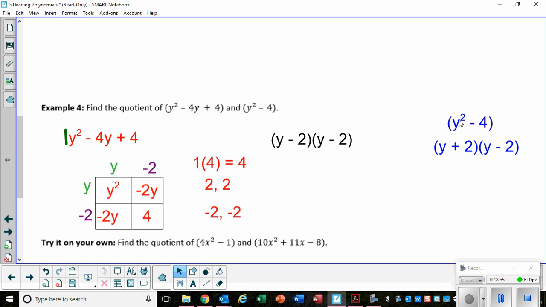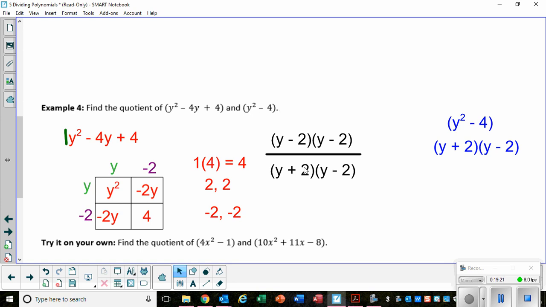Square root of y squared is y, so I put that in the front. Square root of 4 is 2, so I put it in the back. One gets a plus, one gets a negative. So that is the factored form of that special case. So I put that on the bottom. And the reason I put the other one on the top is because it came first. This y squared minus 4 is on the bottom because it came last.